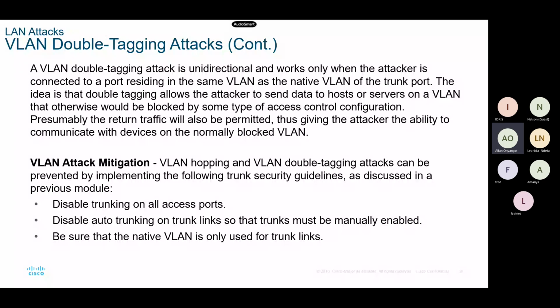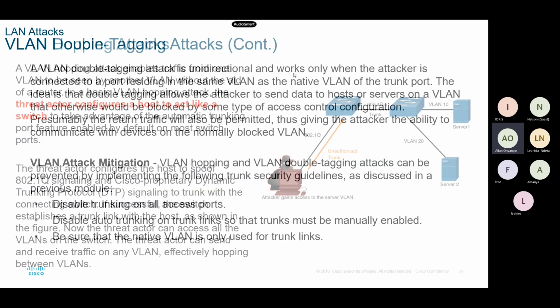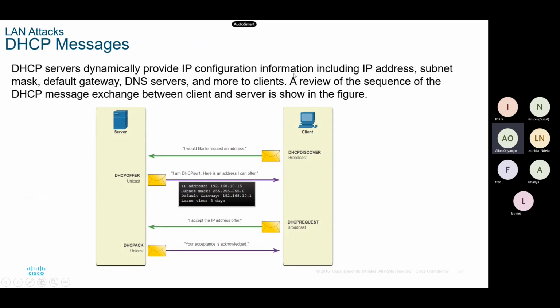Some of the mitigations for this are that the user should always disable trunking on ports that are connected to end devices. We call them access ports. Then also disable automatic trunking, or auto negotiation, on links by using the command switchport nonegotiate. Make sure the native VLAN is only used for trunk links, and not any other link. So the two types of VLAN attacks are VLAN double tagging and VLAN hopping attacks.